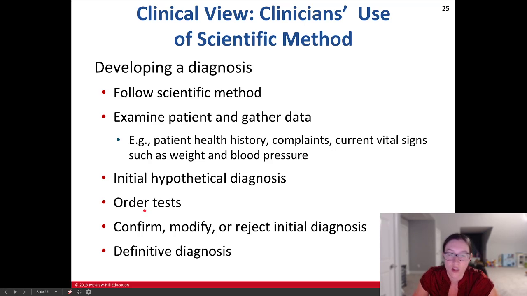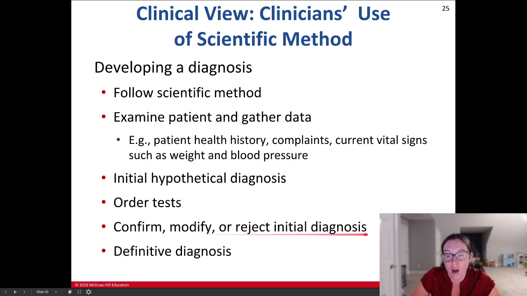Then we're going to order tests, which is kind of like doing an experiment, right? We're going to test their blood sugar. We're going to do a urinalysis. We might take x-rays. And then when we get the results of those tests, we're going to see, hey, is our original diagnosis, like that we thought maybe it was diabetes, does it confirm that? Or maybe not. Maybe it doesn't confirm diabetes, so we have to figure out maybe it's a different diagnosis.